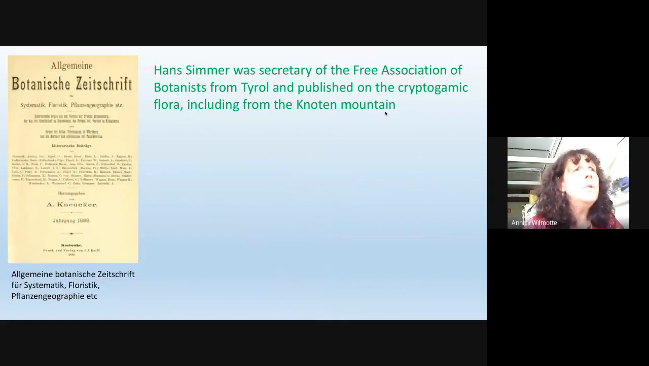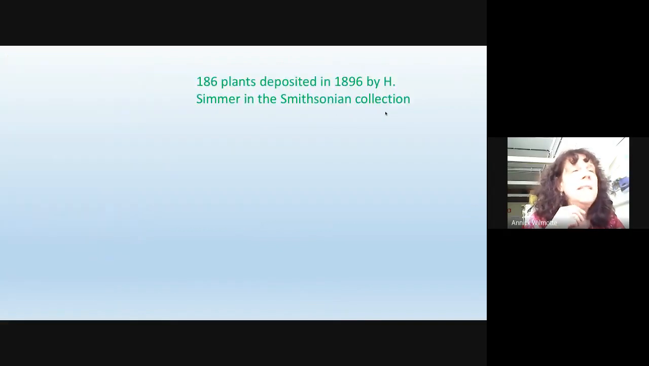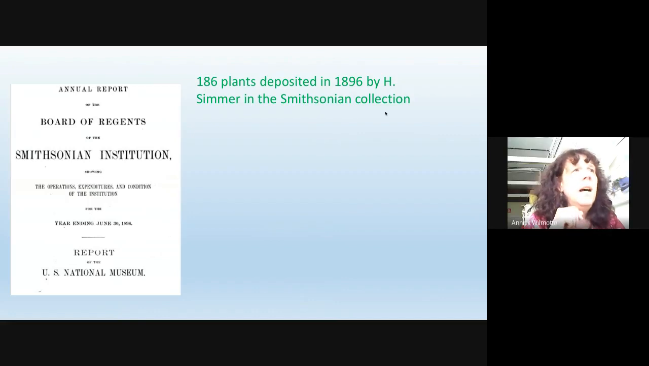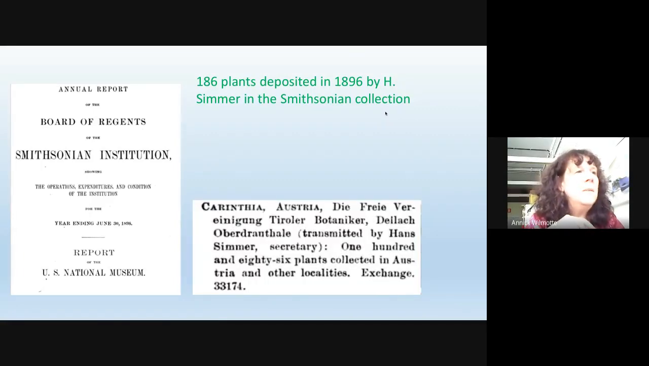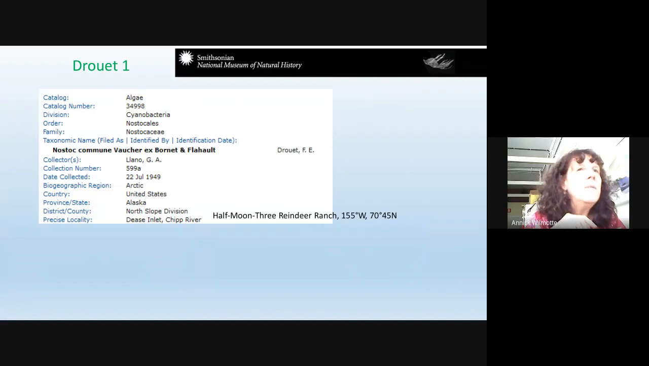Yes, next. The collector Hans Zimmer was secretary of the Free Association of Botanists from Tyrol. And as you can see in the next, he had published about the cryptogam flora of that place. Next, you can see that he deposited in that year 160 plants in the Smithsonian collection, as you can see in the annual report of the Board of Regents of the Smithsonian Institution in the next figure. And then we can go to the next sample, Druwe 1, which comes from Alaska.